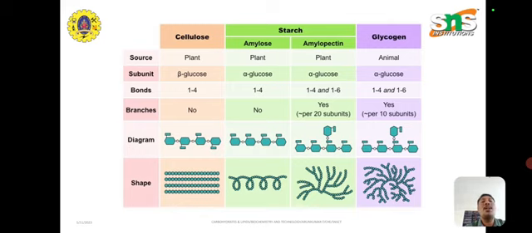Bonds: cellulose has 1,4 bonds, that is, one monosaccharide joined with another monosaccharide by a 1 to 4 linkage. Amylose also has 1 to 4, but amylopectin joins either 1 to 4 or 1 to 6. Glycogen is the same, 1 to 4 and 1 to 6. Branches: in cellulose we do not observe any branches, and amylose also has no branches, but in amylopectin we see a branch every 20 subunits. In the same way, in glycogen we see one branch every 10 subunits. This is represented in the diagram, and the shape is also shown in the diagram.